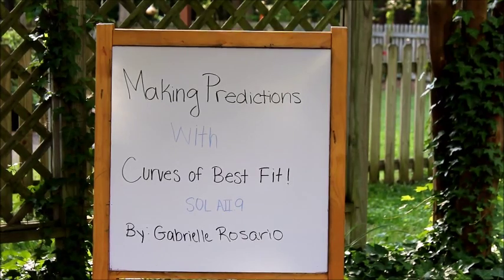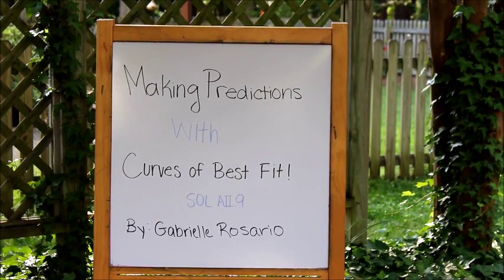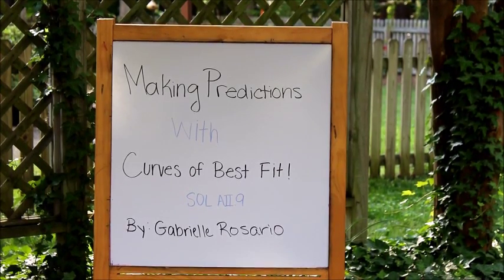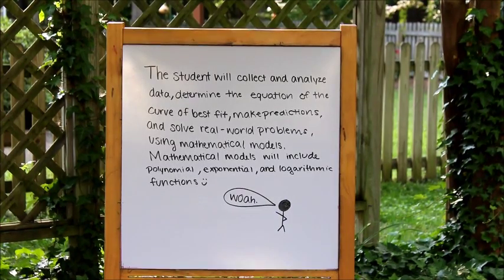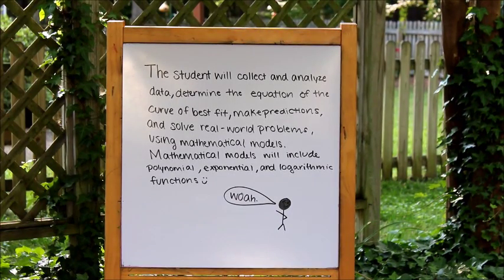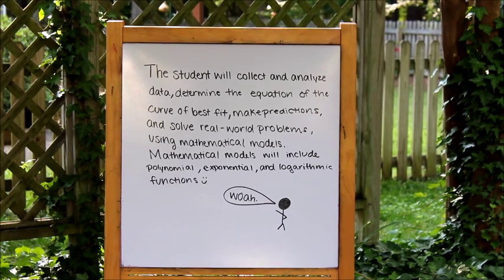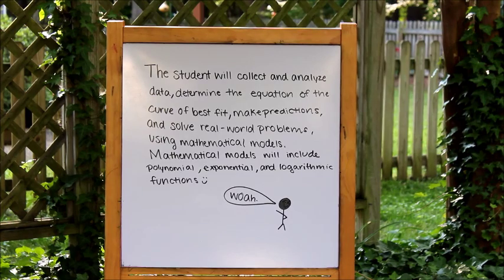Today's lesson is Making Predictions with Curves of Best Fit. This is SOL Algebra 2.9. In this lesson, you will learn how to collect and analyze data, determine the equation of the curve of best fit, make predictions, and solve real-world problems using mathematical models. These mathematical models will include polynomial, exponential, and logarithmic functions.